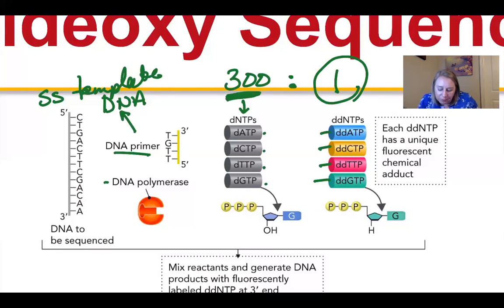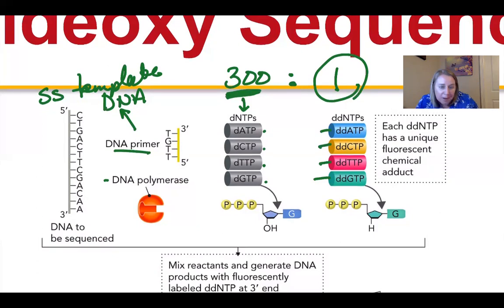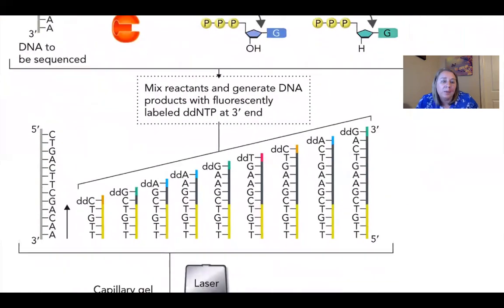And so when you do this, you're going to mix them all together. And what's going to happen is you're going to generate DNA products where the very end is always going to be a fluorescently labeled ddNTP. So everybody's going to start at the same place, and they're going to incorporate nucleotides until they incorporate one of those weird nucleotides, and then synthesis is going to stop. But at the same time, there's another strand that incorporated everything, one more, and then another fluorescent tag. And it goes on and on.